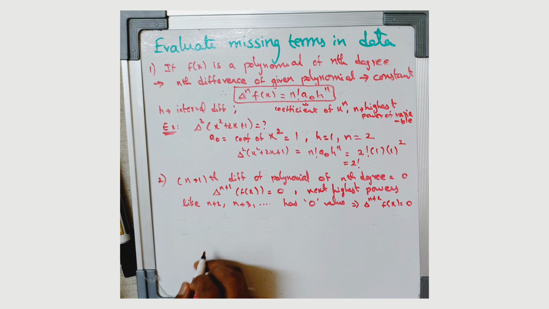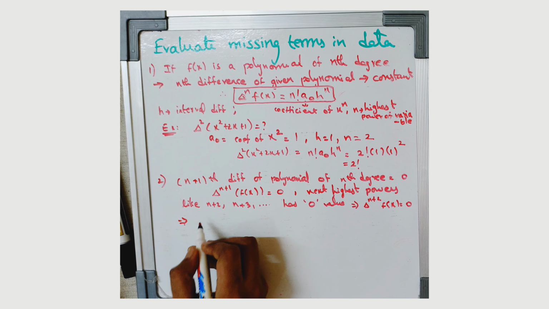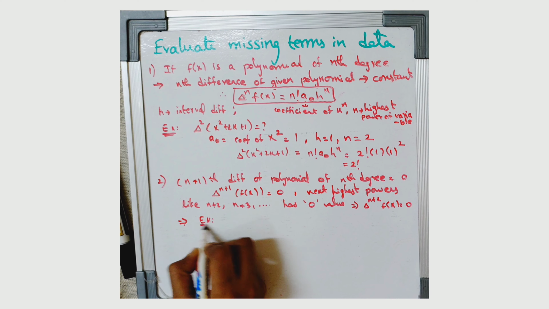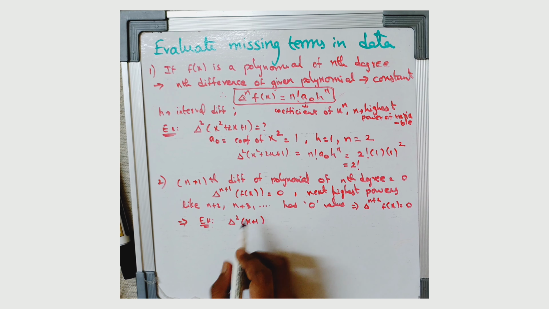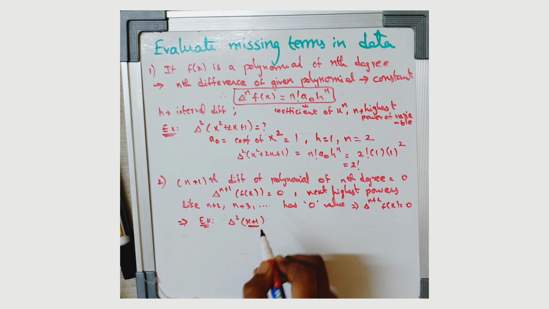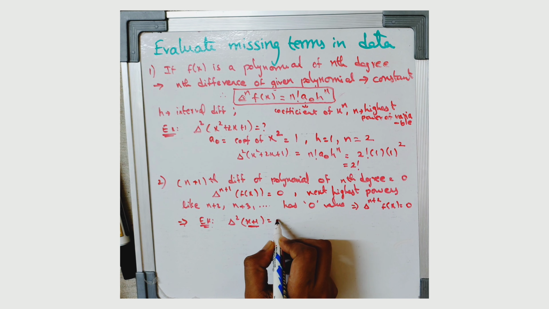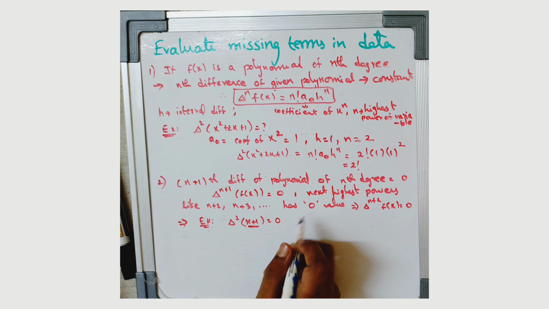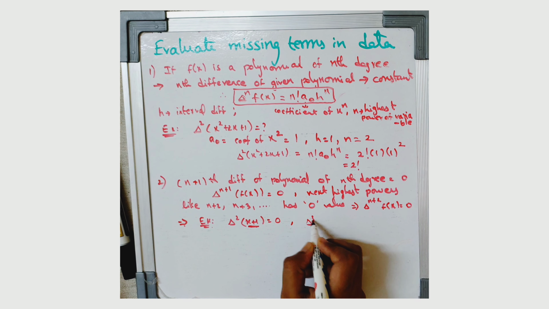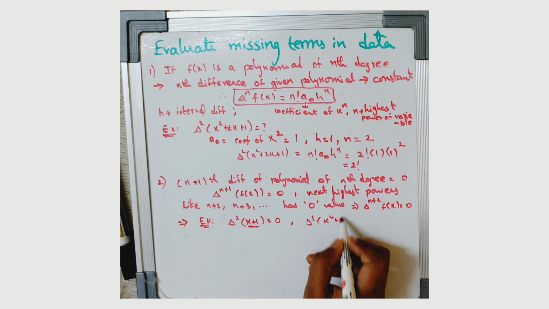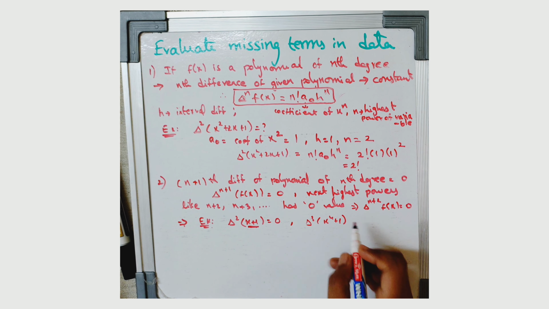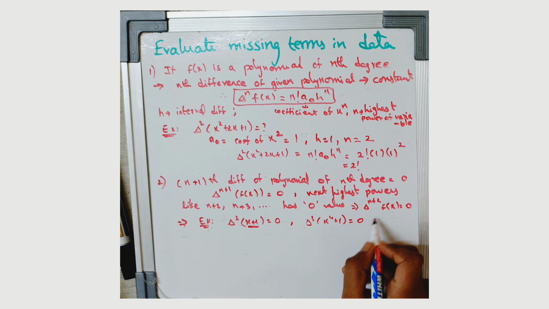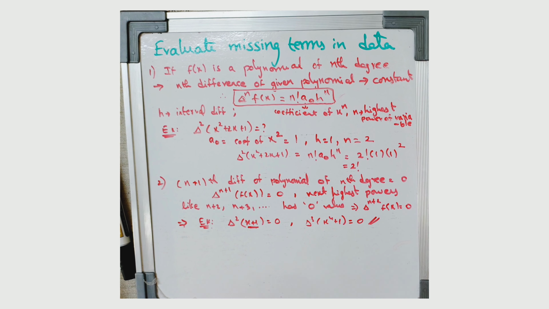and so on. That is, if you take the example as delta square of x plus 1, which is in the form of n plus 1 only, right? So it equals 0. Similarly, delta cube of x power 4 plus 1. Again, this is in the form of delta n plus 1 of f of x, right? Which equals 0.